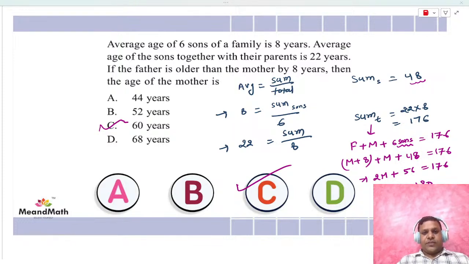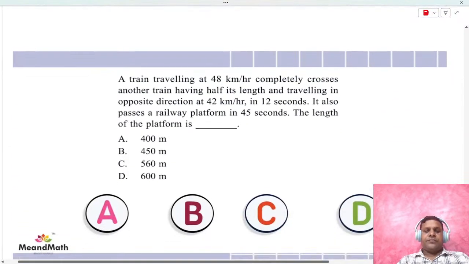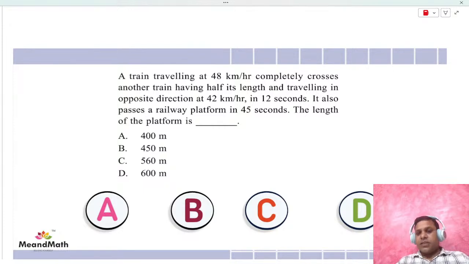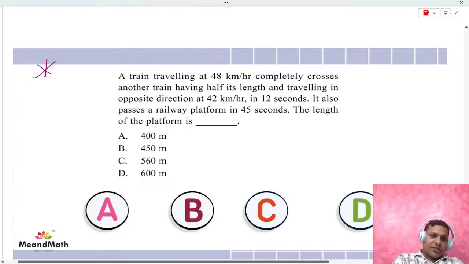Let's move to the next question. A train traveling at 48 kilometers per hour completely crosses another train, having half its length and traveling in the opposite direction at 42 kilometers per hour, in 12 seconds. It also passes a railway platform in 45 seconds. What is the length of the platform? This question is a very important question of the session.